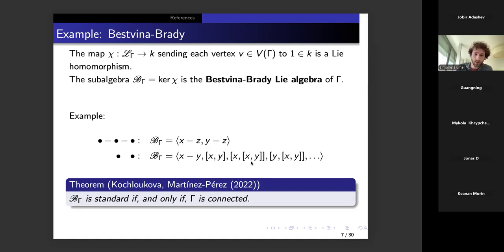In fact, Kochloukova and Martínez-Pérez proved that the Bestvina-Brady Lie algebra is standard, or generated in degree 1, if and only if the graph is connected. So the first case was connected, so the Bestvina-Brady Lie algebra is finitely generated and standard, and in the second case, the Bestvina-Brady Lie algebra is not finitely generated, as the graph is not connected.